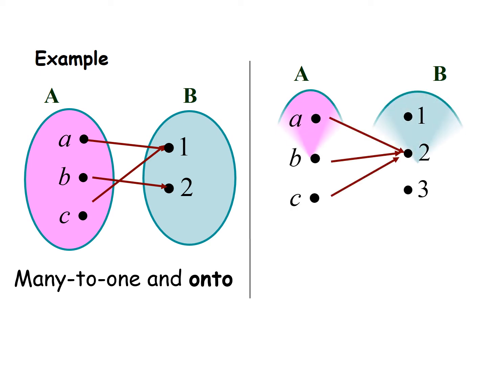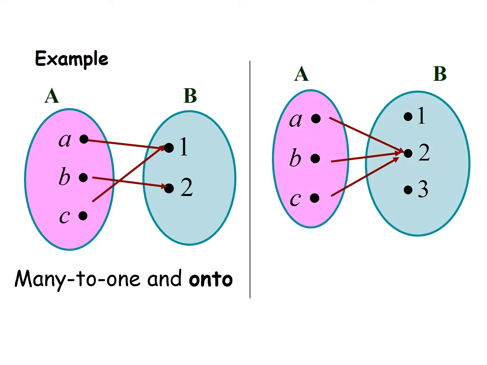And then we have a relation of set A. This is a many-to-one relation, but this is not onto since the codomain is not equal to the range. The range here is 2, but the codomain is 1, 2, 3. So this is many-to-one and not onto.